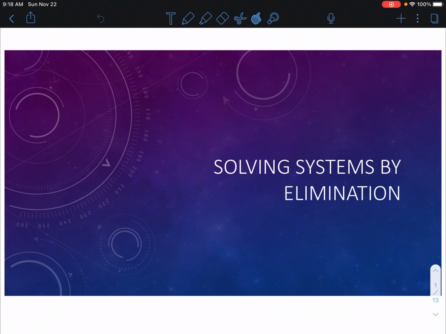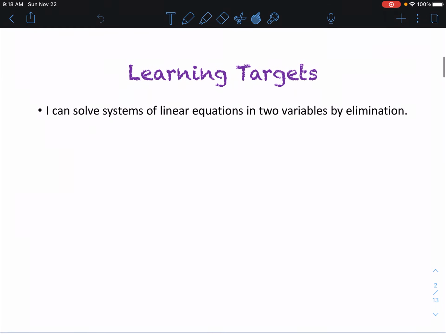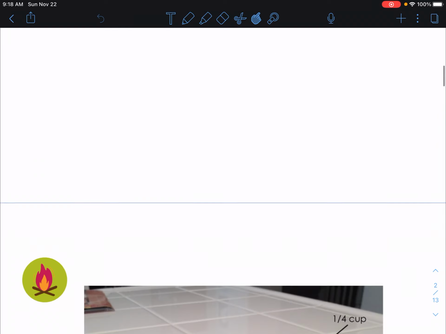Okay, so today we're going to talk about solving systems by elimination. And our learning target is to be able to solve linear equations in two variables by elimination.